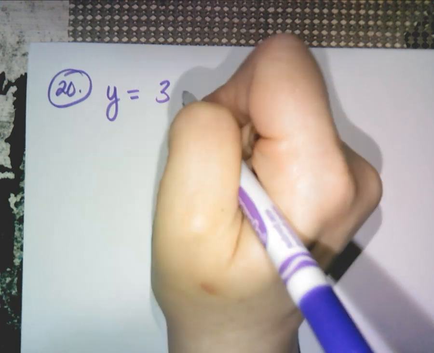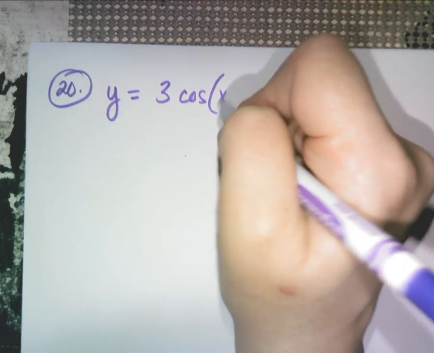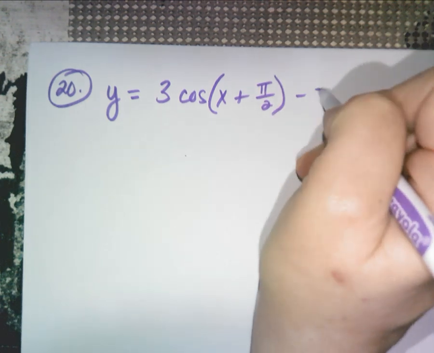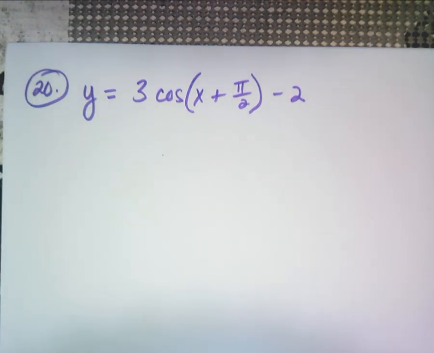Y equals 3 cosine of x plus pi over 2 minus 2. Can you right now just think of what this graph is going to look like in your head? What's the 3 doing to the cosine? It's stretching it. What's the minus 2 doing? Bringing it down. What's that pi over 2 doing? Shifting left. So I've stretched it, shifted it down, and made it go left. Keep that in your head as we begin to fill this out.